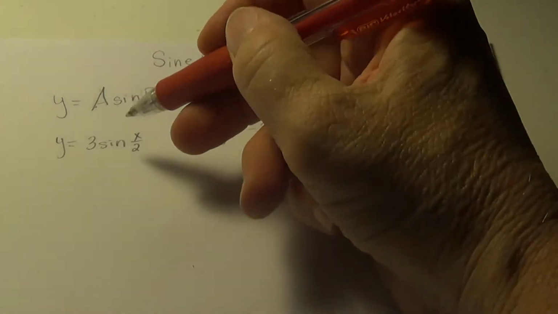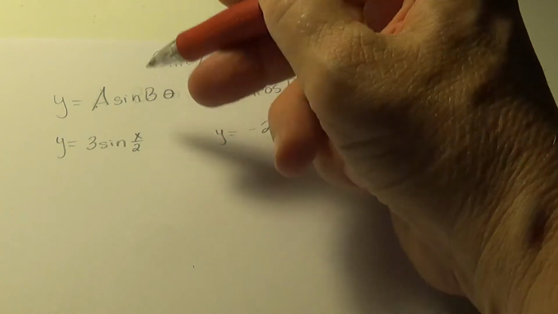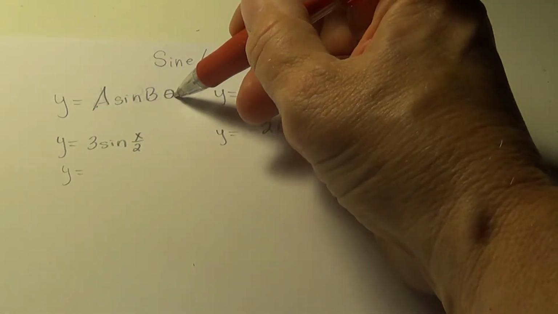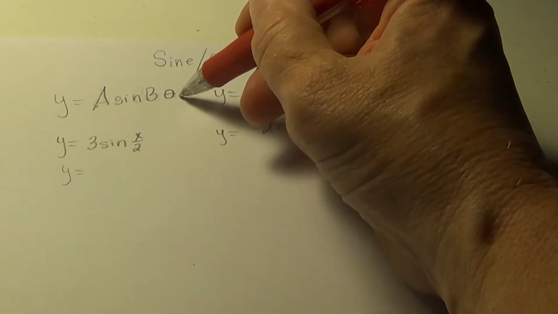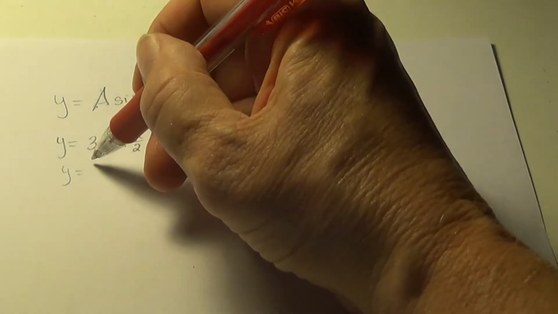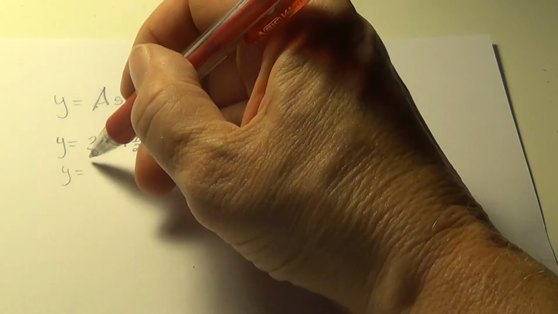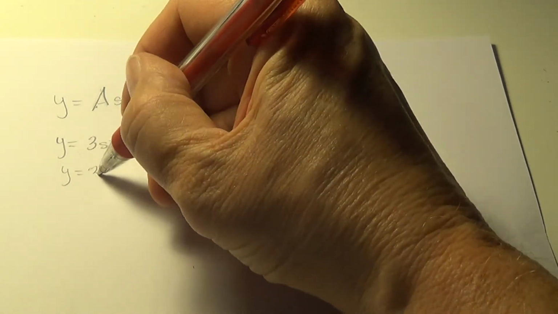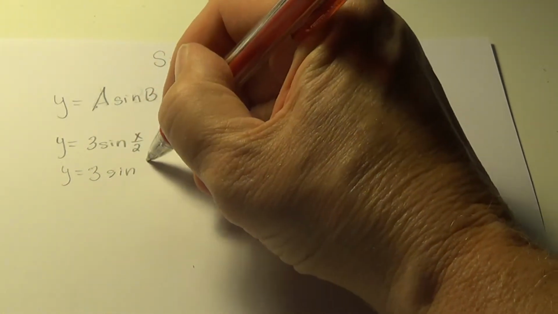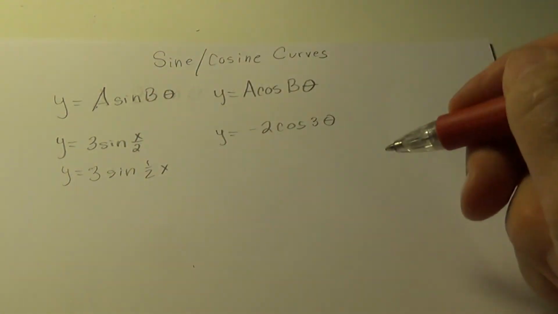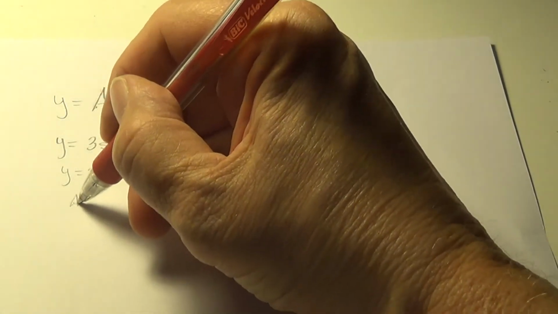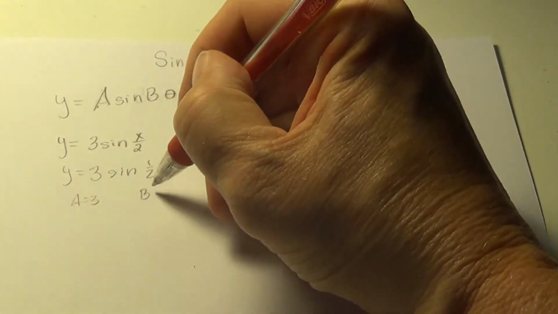And this one is y equals 3 sine x over 2. I put an x in our problem, and this can be replaced with theta. So you should be able to use either. That just represents the angle, the variable of the angle. So in this one, I'm going to rewrite it, and when I get to x over 2, I'm going to call it 1/2 x, so I can easily define what b is. So a is 3, and b is 1/2.